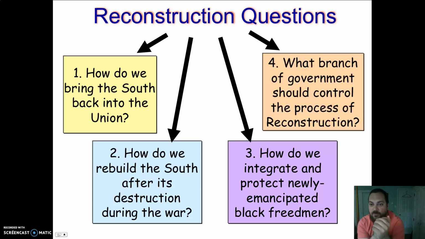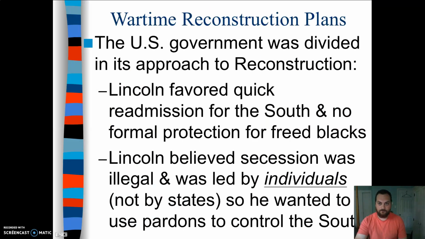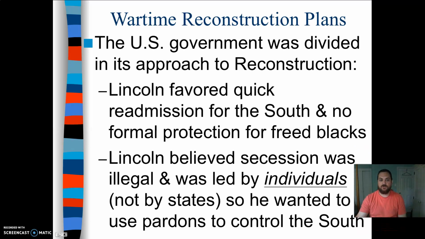And the last one is, what branch of government should actually control Reconstruction? Should it be the president? He's the executive. He executes the law, so maybe he should. The legislature under the Radical Republicans, they wanted to do it, so there's a lot of debate over this. There was real contention in the Union leadership over what to do with Reconstruction.